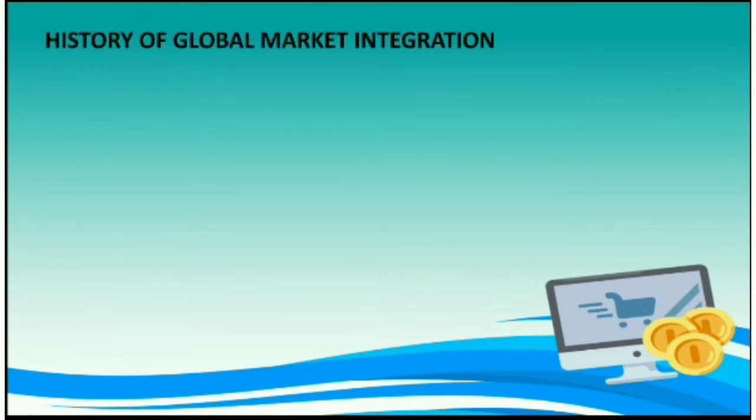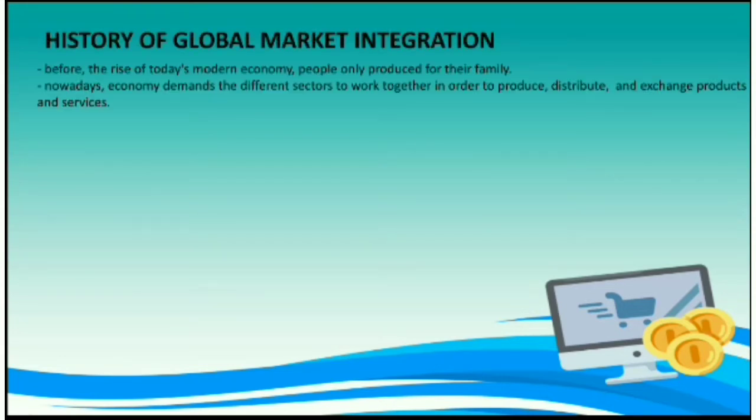The history of global market integration. Before the rise of today's modern economy, people only produced for their family. Nowadays, the economy demands that different sectors work together in order to produce, distribute, and exchange products and services. As I have mentioned earlier, these are the three different sectors of the economy: the primary sector, the secondary sector, and the tertiary sector.